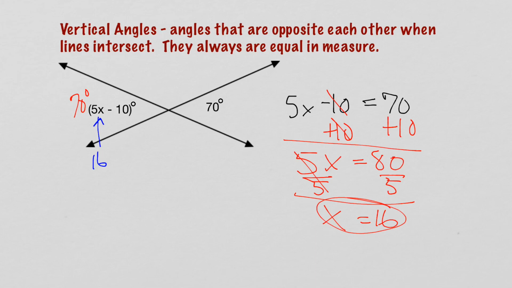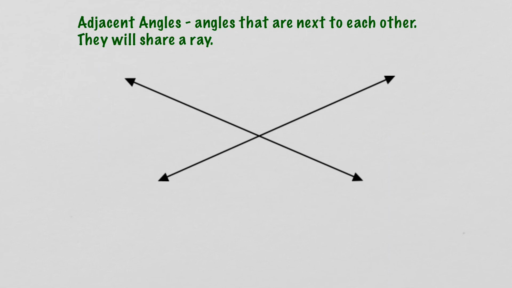Let's take this a step further with our next one. We're going to talk about adjacent angles. Keep this really short and sweet. Adjacent means next to. The technical definition is 2 angles that share a ray. So if we were to look at that, I could just say this angle is adjacent to this angle.